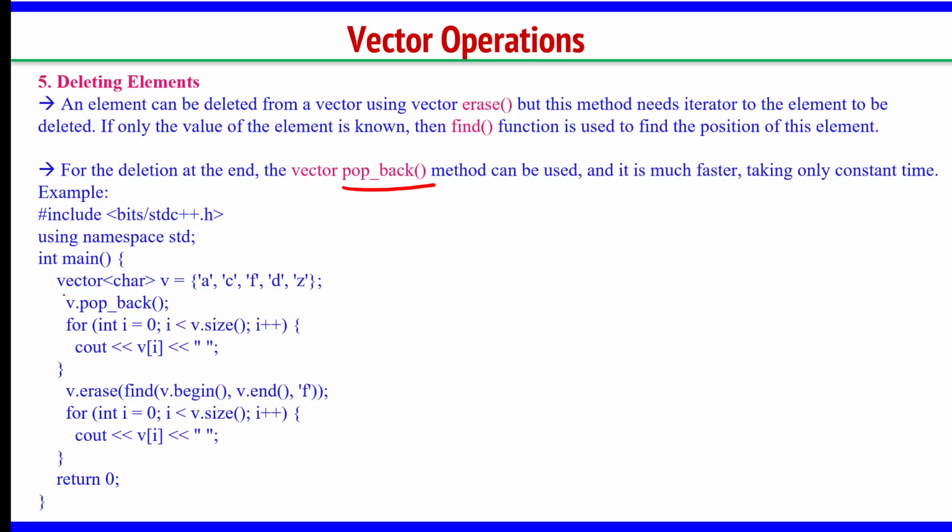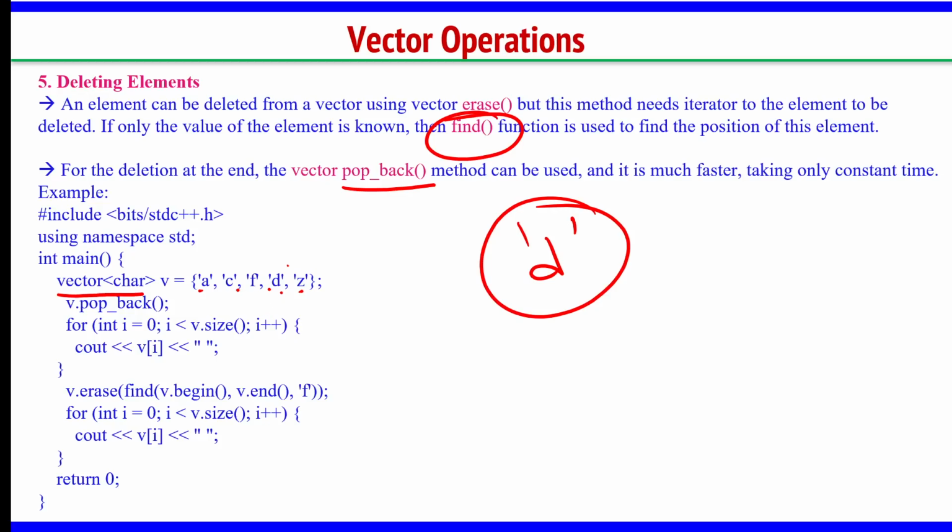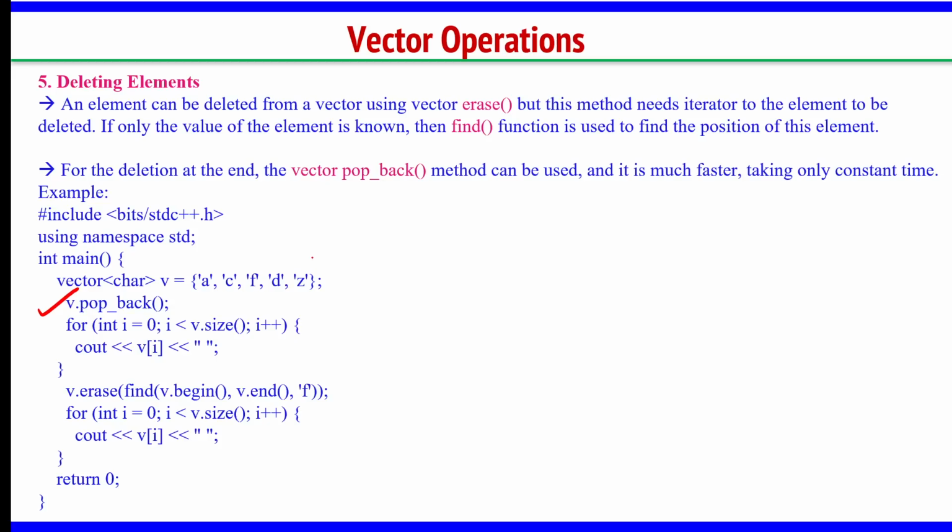See this example here, there is a character vector A, C, F, D, Z. Suppose I want to delete D from this. First use the find function to find it, get its index, then give that index to the erase function. One way is using pop back, which will delete the last element of the vector. But if you want to delete an element at a certain location, then you have to use the erase function.